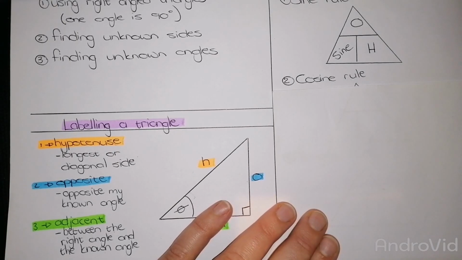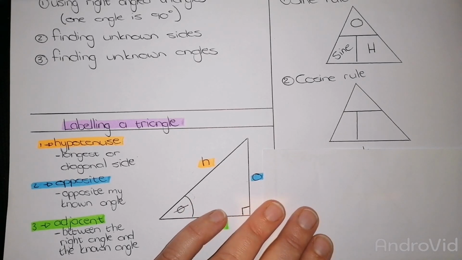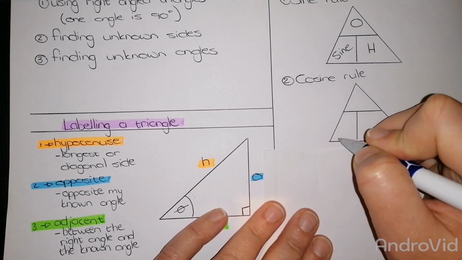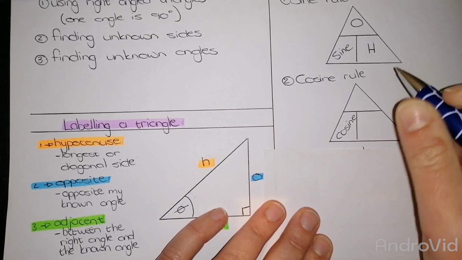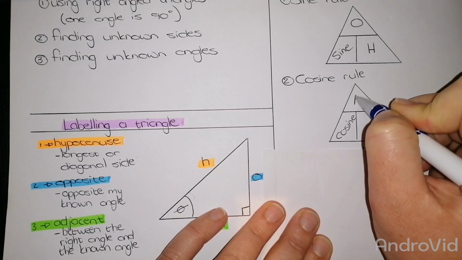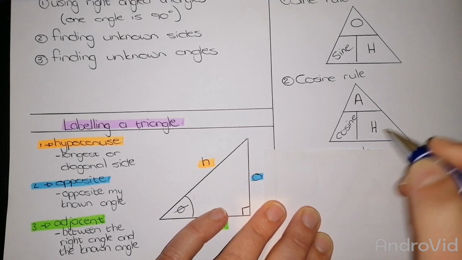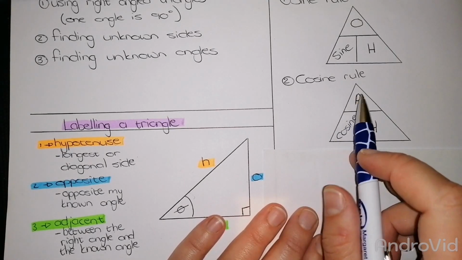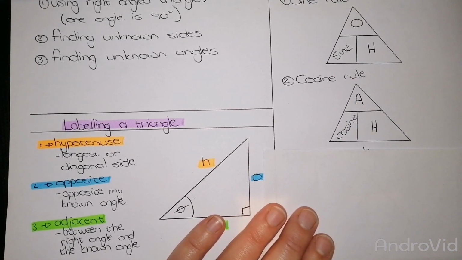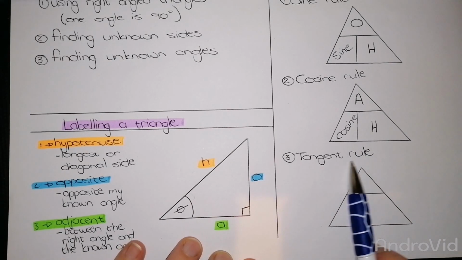The next rule is the cosine rule. This is also drawn in a triangle. In the left-hand corner, we've got our cosine. At the top, we've got our A, and at the bottom, we've got our H. Once again, if we want to use this cosine rule, we need to have all three of these blocks ticked off. And in the last rule, we have the tangent rule.